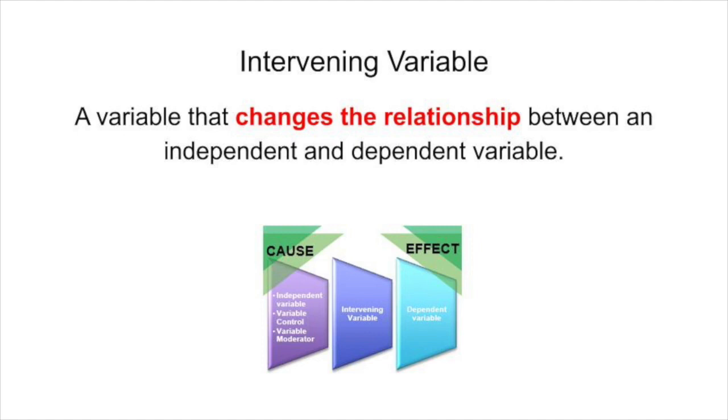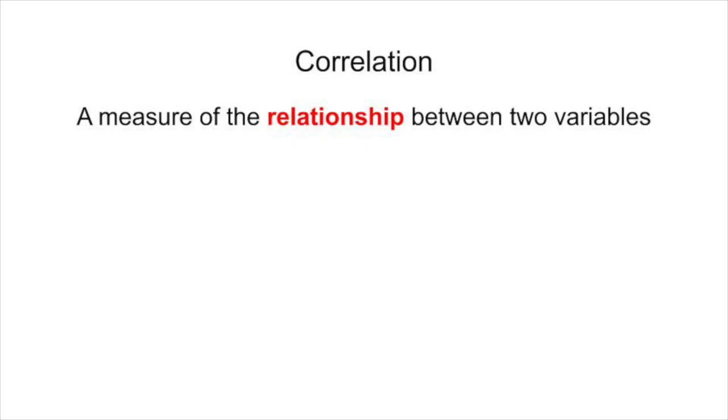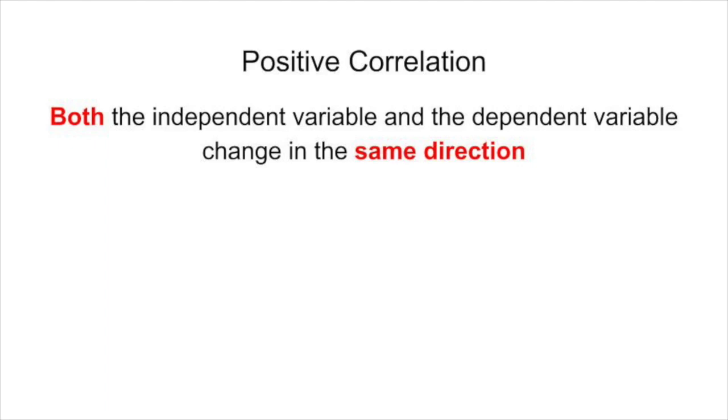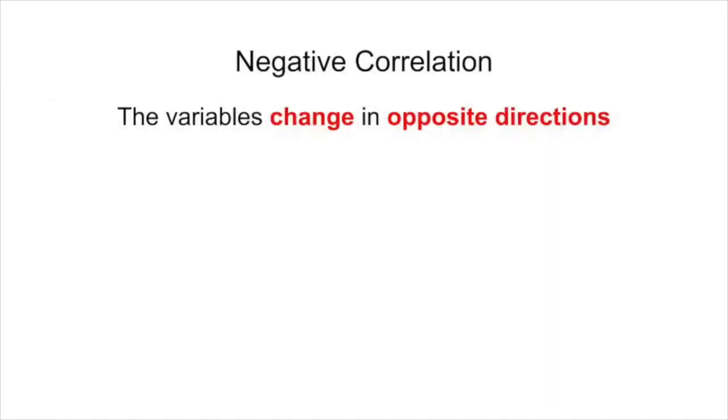We know that there is a relationship between how much you study and your grades, but intervening variables can be things like COVID and not being able to come to school, things that would cause the relationship between the independent and dependent variable to change. A correlation is a measure of the relationship between two variables. A positive correlation is when both the independent variable and the dependent variable change in the same direction. Both go up, both go down. A negative correlation is when the variables change in opposite direction. When one goes up, the other goes down.